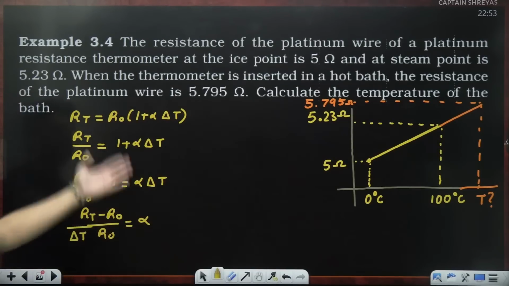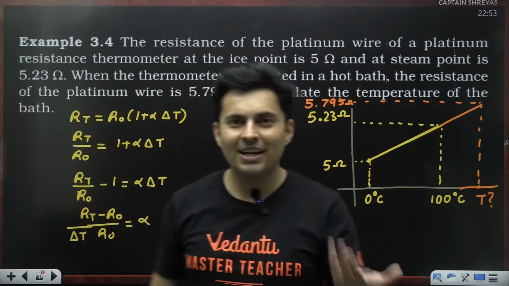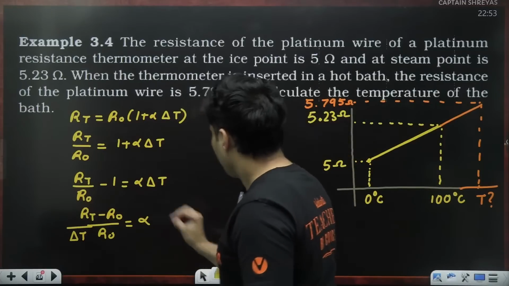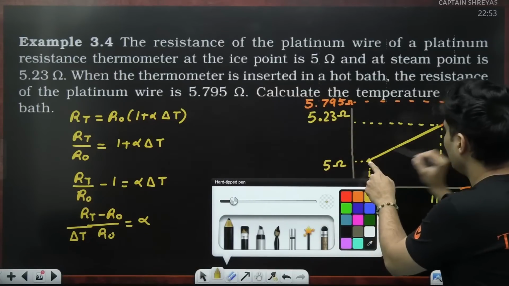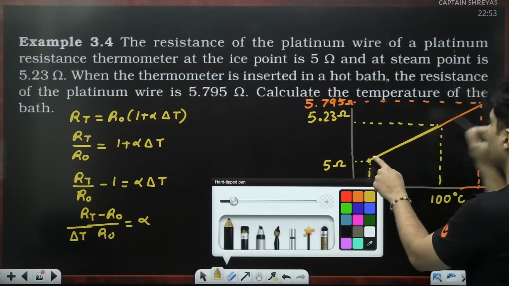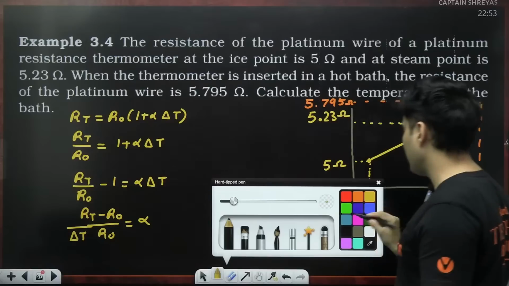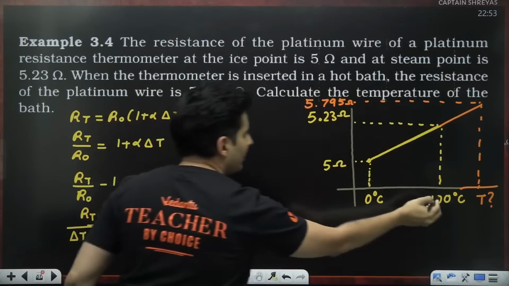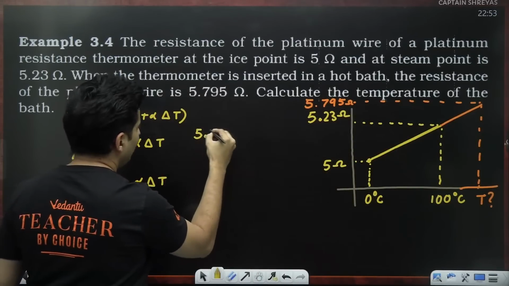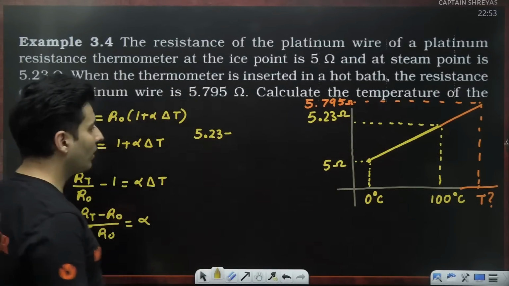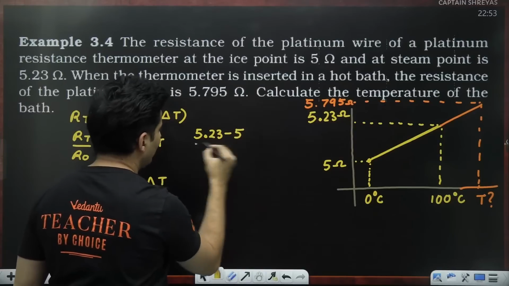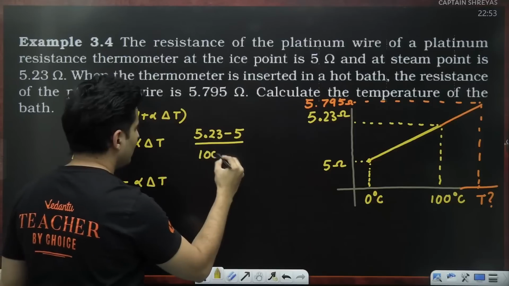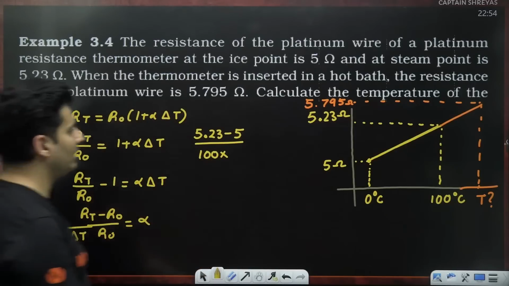Why did I write this? Because alpha is not given to me in the question. That is the reason why I did this. Now, whether I go from here to here or from here to here, change the temperature from here to here or here to here, alpha should be the same. So for this part, the yellow part, final resistance would be 5.23. Original resistance was 5 ohms. Divide it with the change in the temperature, 0 to 100, the change is basically 100, multiplied by the original resistance.